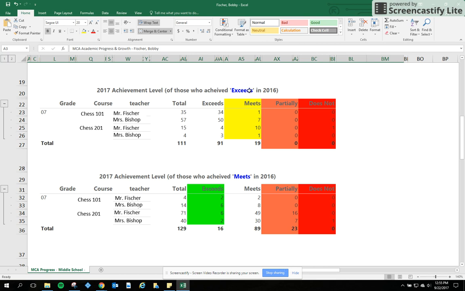He had 15 kids who had exceeded the previous year. But how did these 15 kids do this year? Well, 4 of them exceeded and 10 met. And how did Mr. Bishop's kids do that had exceeded the year before? Well, he had 4 come into his class, 3 exceeded, and 1 did not. You'll see there's 4 different graphs. They look at the different levels: exceeds, meets, partially meets, and did not meet.